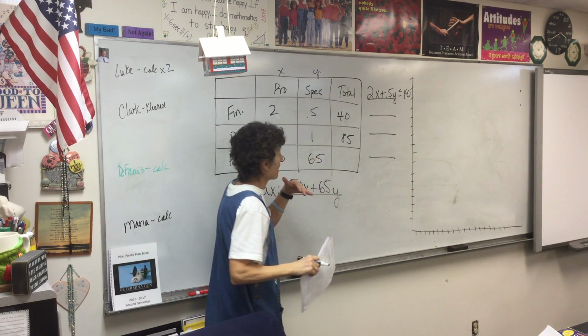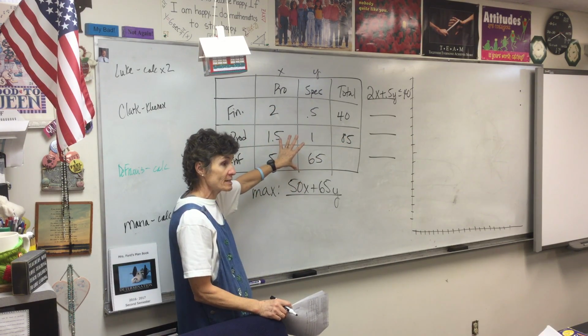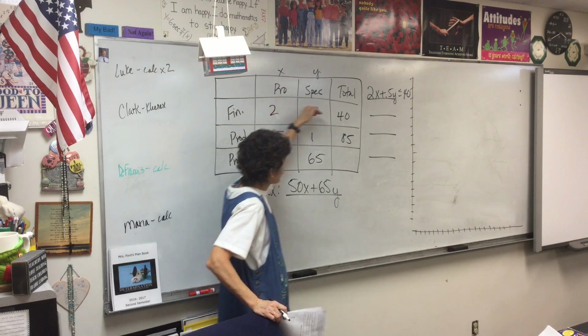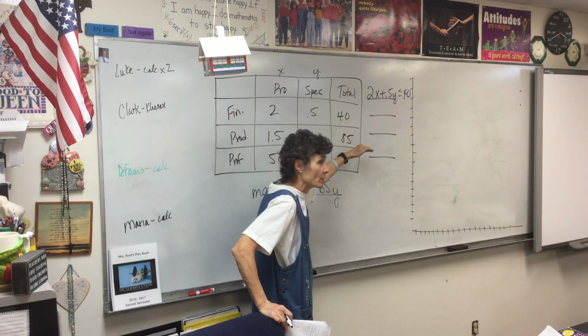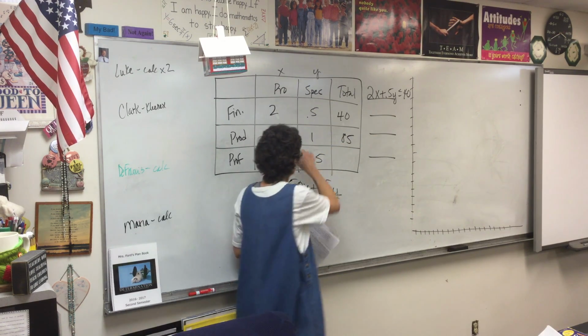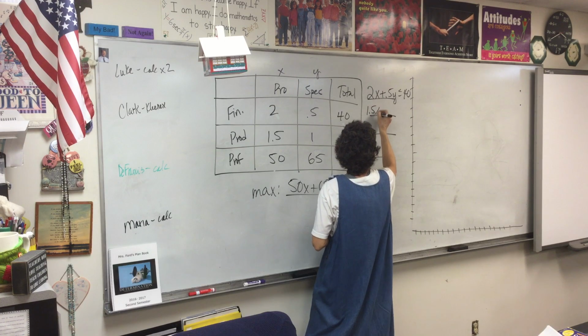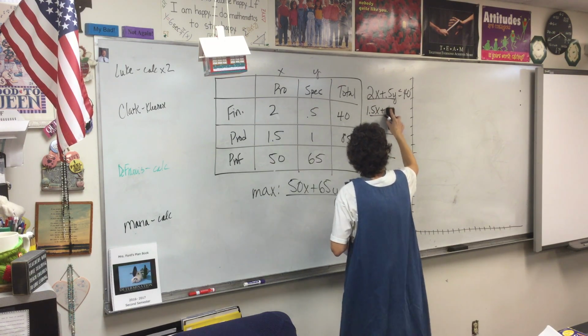Kervin, you're kind of staring at me there. Do you get that? Does that make sense to you? That's why I have you put all this stuff in the chart, because this is going to give you an equation, and this is going to give you another equation. So what's the second equation? 1.5x plus 1y is less than or equal to 85.